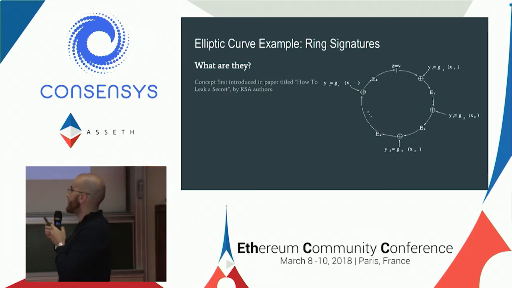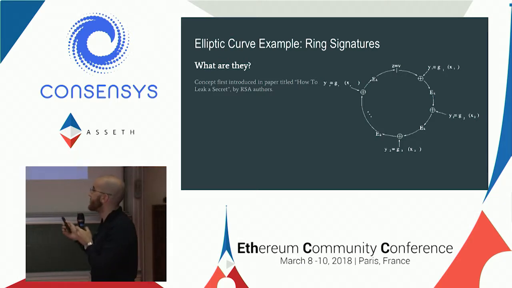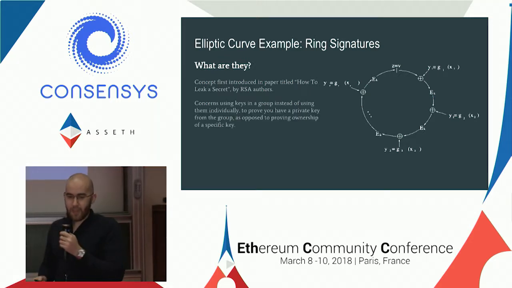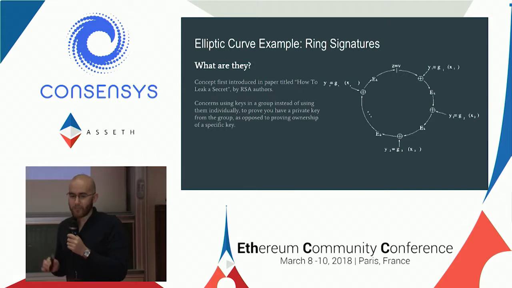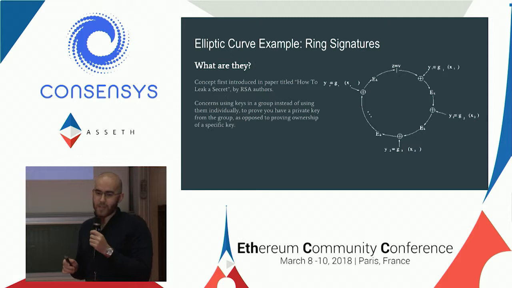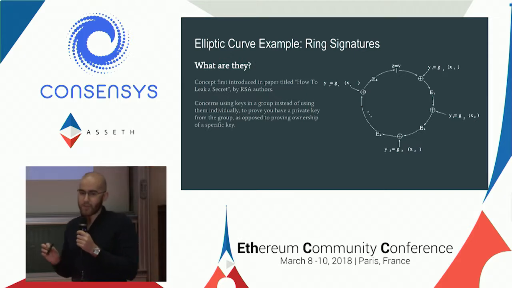What are they exactly? The concept was first introduced in a paper titled "How to Leak a Secret" by some of the RSA authors. It concerns using keys in a group instead of using them individually, to prove you have a private key from the group as opposed to proving ownership of a specific key, right?